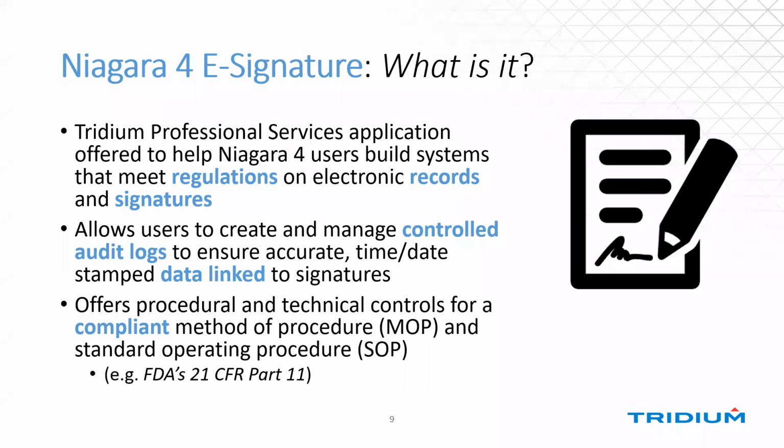But just to take a step back, what is it in general? The Niagara 4 e-signature application has a little bit of history, going back to, I think, 2018, late 2017. A customer contracted professional services. It was a pharmaceutical manufacturing type application that required this validation and the ability to enforce certain things to comply with a specific specification or code from the FDA. Specifically, we lacked a mechanism for electronic signatures.